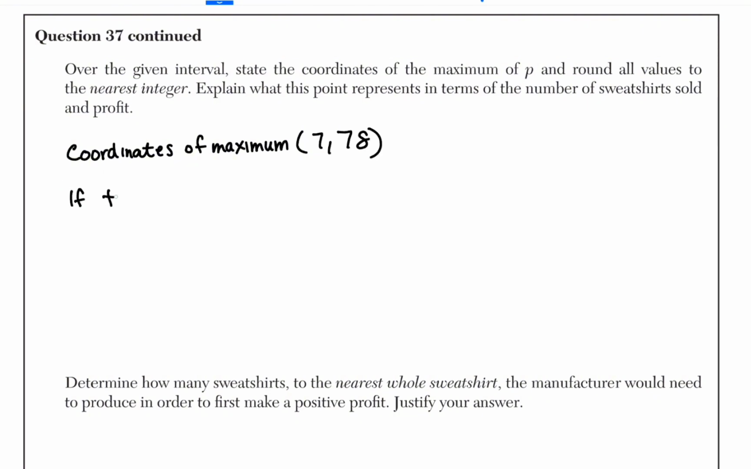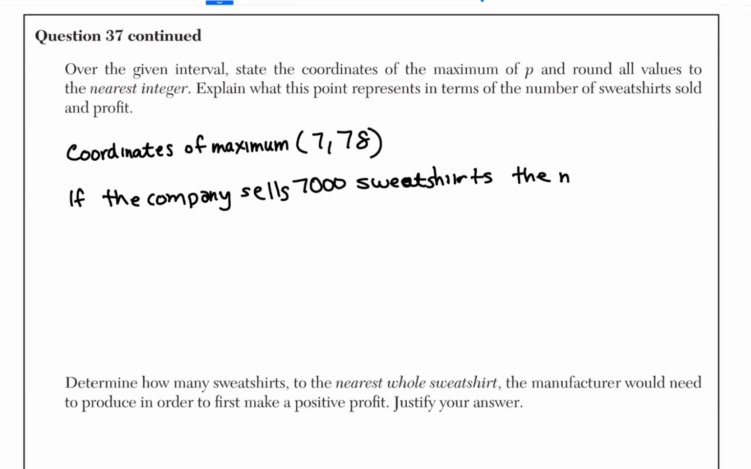So we're saying if the company sells 7,000 sweatshirts, the maximum profit is $78,000. Okay? Why did I say 7,000, 78,000? Because in the problem, it said that t-shirts were in terms of thousands, and so were the profit prices. So that would give us that point for this part.